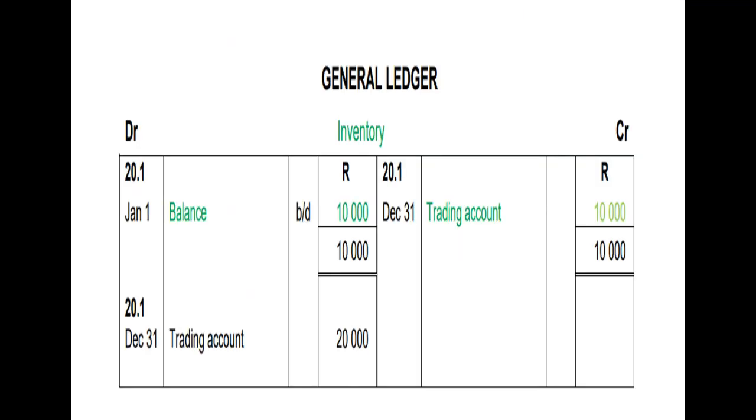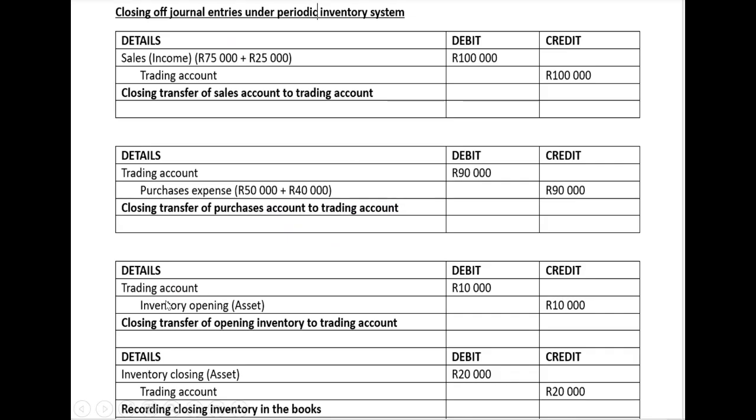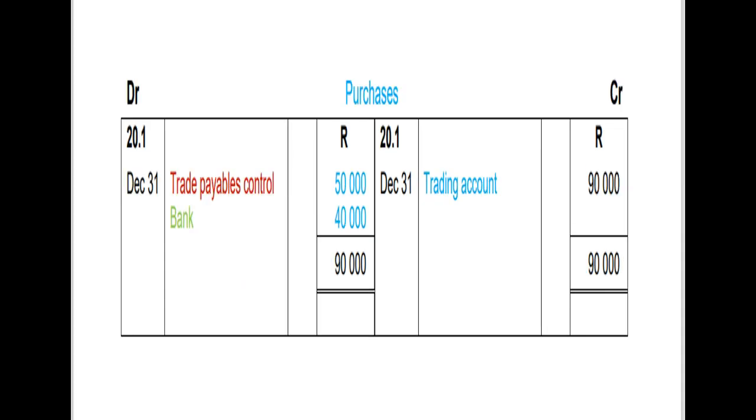So if you are required to prepare a general ledger, remember that the opening inventory you were told that it was how much? 10,000, which means the balance brought down was how much? Was 10,000. Then we said, because this was an opening inventory, we needed to close it off to where? To our trading account. We did that journal entry already. Here we said trading account is debited, and then you credit your opening inventory. So our inventory is credited by how much? By 10,000, and then we debited what? Our trading account. So we are done with this part.